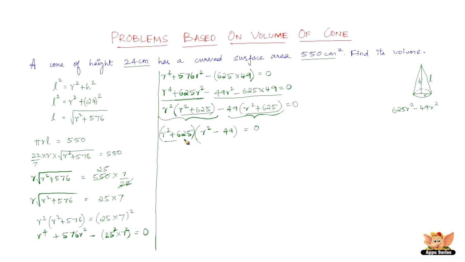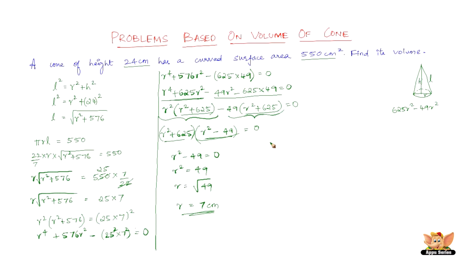Now, considering both the terms, if we take r square plus 625, we are going to get a negative value. So therefore, we need to consider only this one. r square minus 49 equals 0. r square equals 0 plus 49, which is 49. r equals root of 49. And r equals 7 centimeters. So we are done with one part of the problem. We found the r. What is required for the volume?